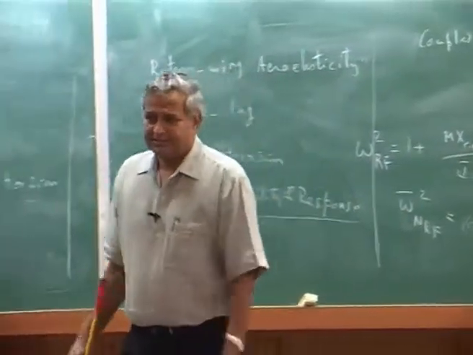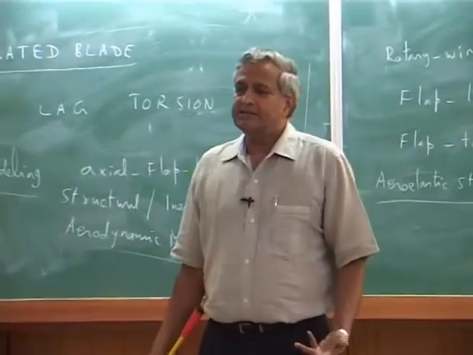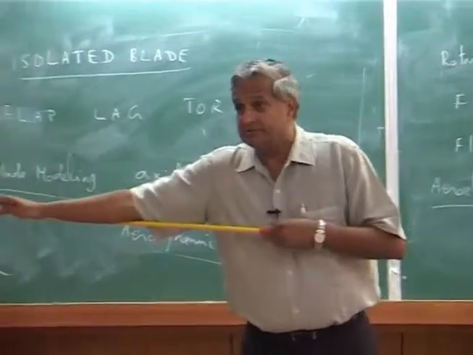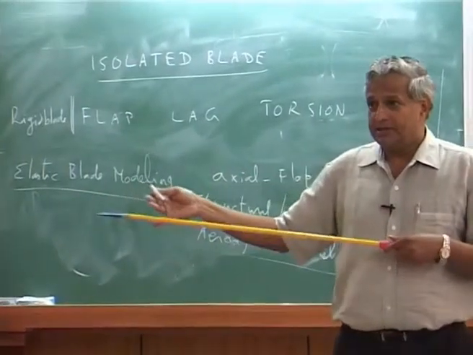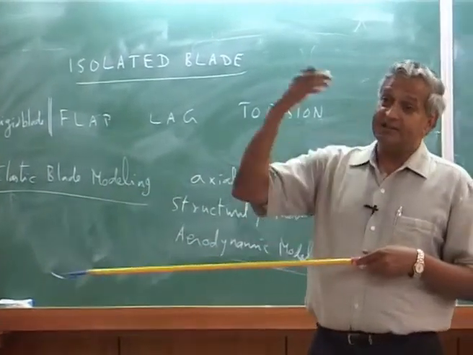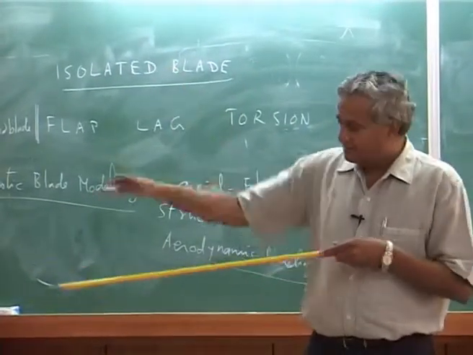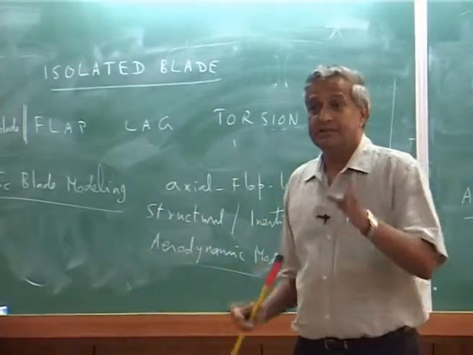There is another way. They will say, if my K beta is 0, what is my hinge offset? That means that will be an equivalent articulated blade with what is the hinge offset.